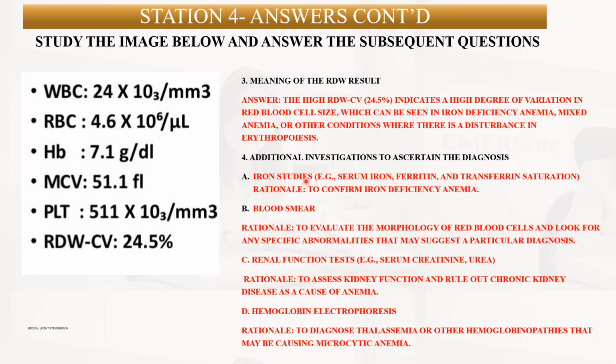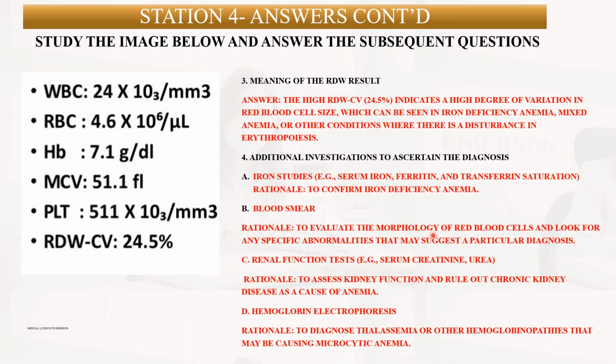Number one, we can do our iron studies. So we can do serum iron, ferritin, and transferrin saturations. Why are we doing these iron studies? We want to confirm whether someone is having iron deficiency anemia. Then we also have to do a blood smear. So why are we doing a blood smear?